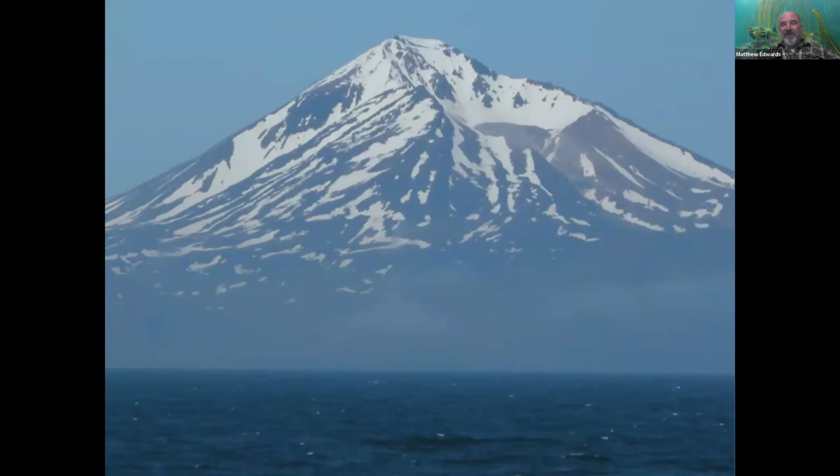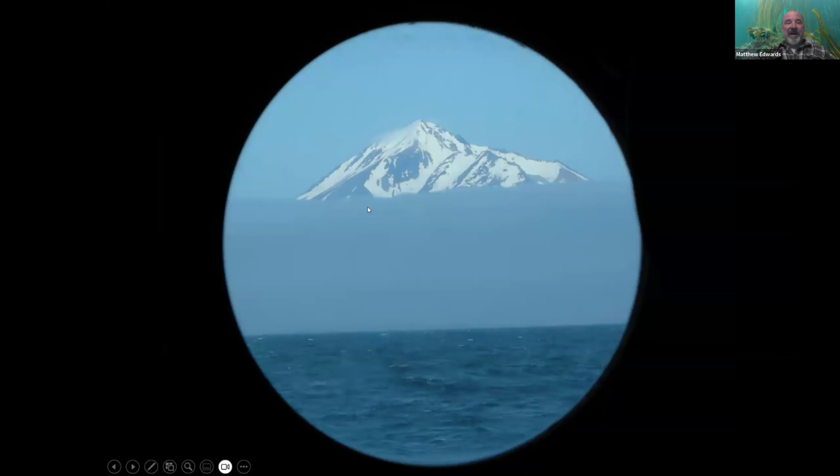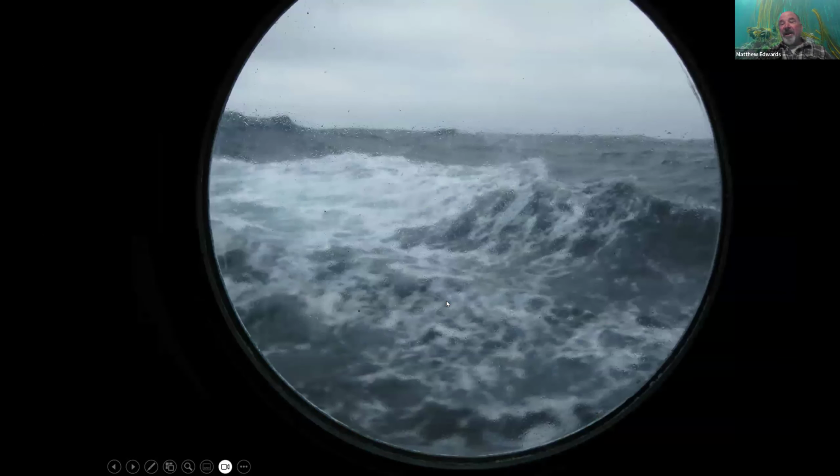For those of you who may be familiar with the area, the Aleutians are a beautiful place to work. These nice, iconic volcanic mountains come right out of the ocean. Sometimes you look out the porthole of the window, it's very often foggy up there, and you might see days like this. Other times you look out the porthole and you see days like this.